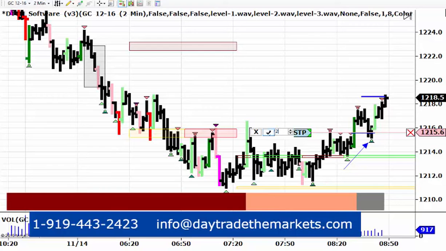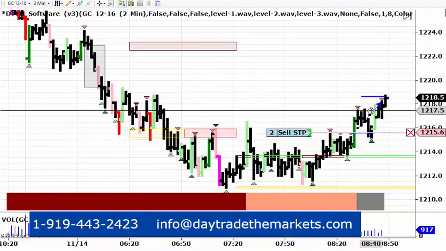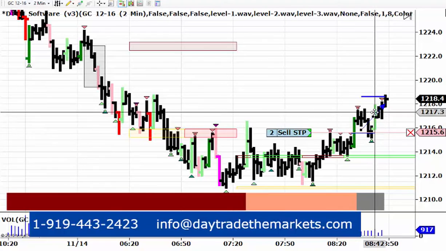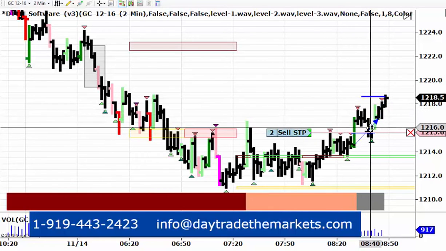I'm going to adjust the stop because we only have 2 contracts left. We started with 4. I'm also going to raise the stop here. You can see we had a decel bar right here after the market attempted to sell off. It's taken out that high. So I'm going to raise the stop to just below that bar right there.